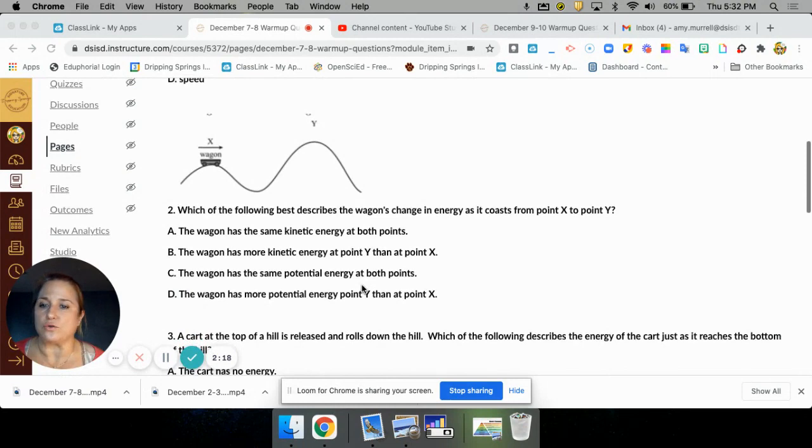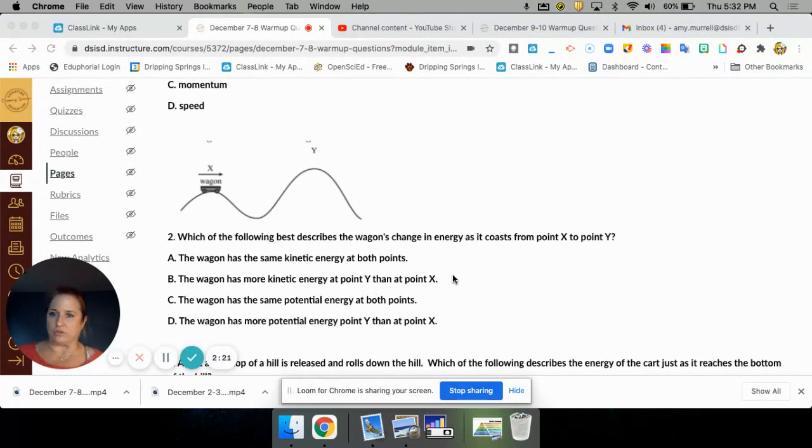Question number 2, also about potential and kinetic energy. Which of the following best describes the wagon's change in energy as it coasts from point X to point Y? So here's the wagon, here's point X, and here's point Y. Just looking at this, you can see this wagon just finished going up the hill. So right here, it has more potential energy than it did here, or than it will here. But this is not a very big hill. And it's going to gain kinetic and lose potential as it goes down. And then it's going to go back up where it's going to gain potential, but it's going to slow down a lot because this hill is bigger than this hill.